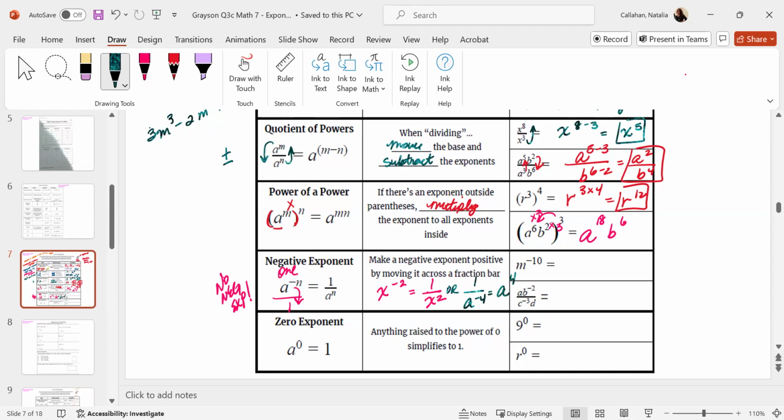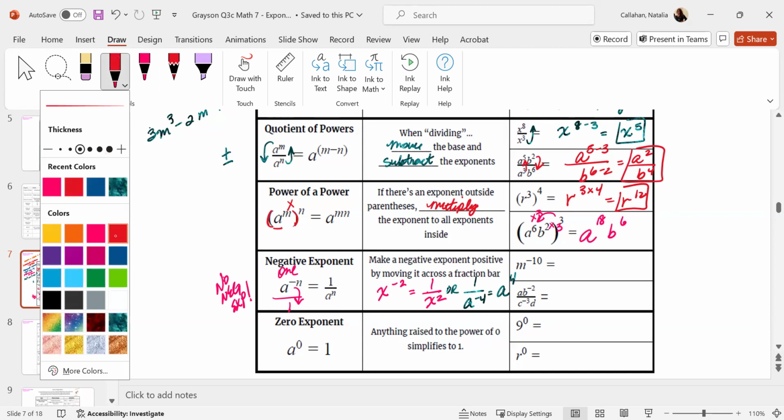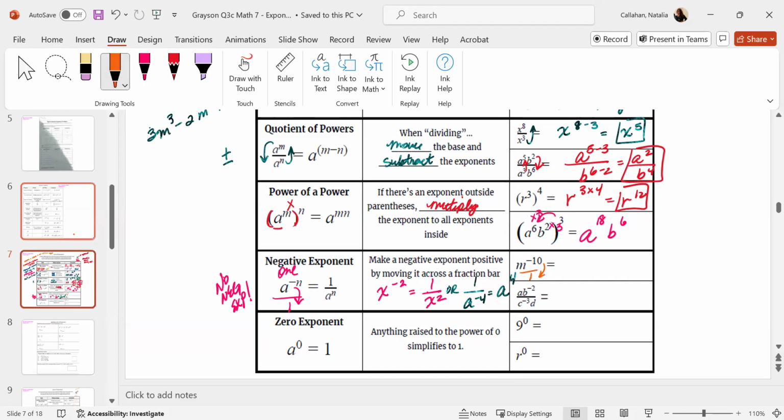Do you see the difference? When you move it down, you have to put a 1 on top. But when you move it from down up, you don't need to put a 1. Okay? Yeah. All right, so m to the negative 10. This is over a 1. You move it down. It's equal to 1 over m to the positive 10.